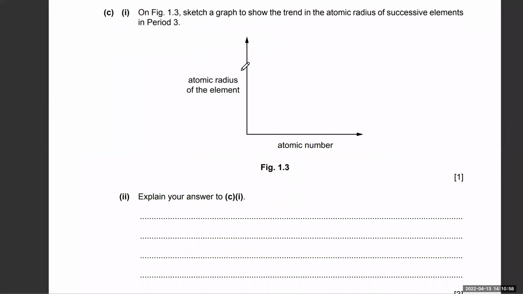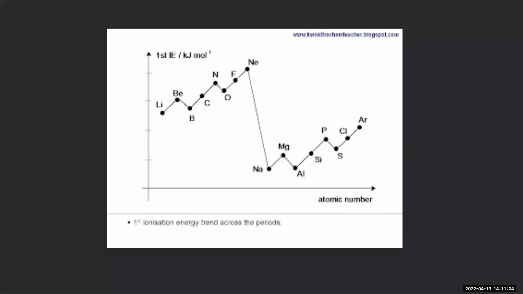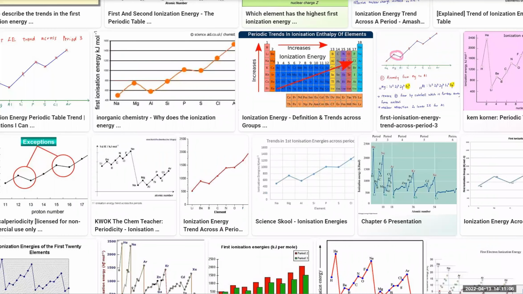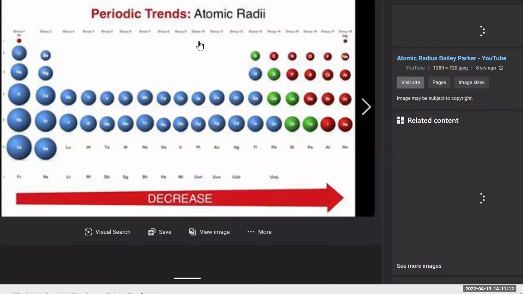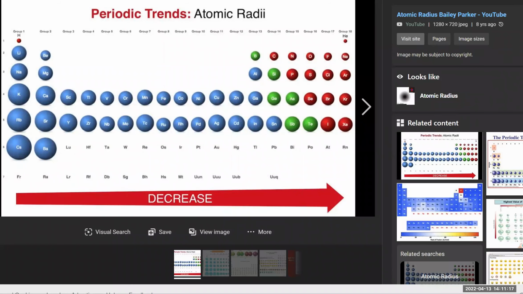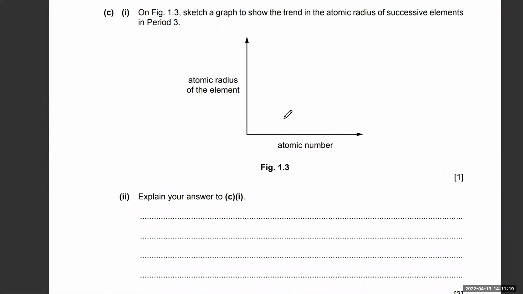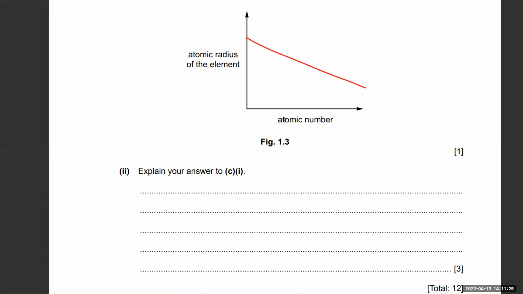So next one, you have atomic radius of the element and atomic number. What happens? I showed you the graph. Right before this, atomic radius across the period, it decreases. So the question is why? I mean, we know it decreases, so the graph would kind of look like this. So again, it's a 3-mark question. You have to explain why it is decreasing.